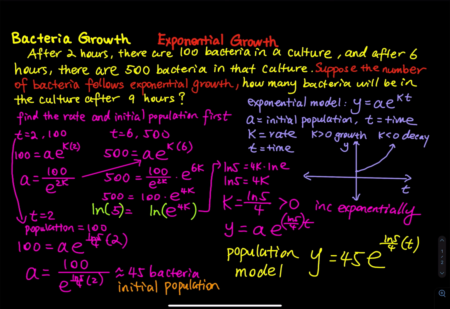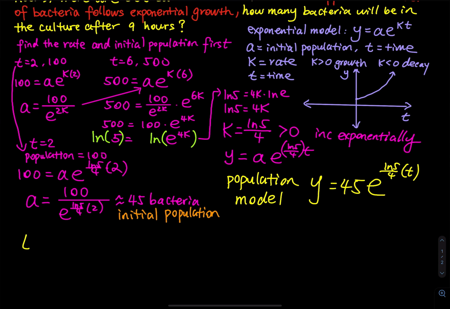So once again, the hardest part is when the model is not given. The hardest part is figuring out the model. After you figure out the model, everything will be extremely easy. Okay, so now let's go back to the question. How many bacteria will be in the culture after 9 hours? When t equals 9, let's show you how easy it is. y equals 45 times e to the ln phi divided by 4 times 9. I did the math already, so that is 1682 bacteria.